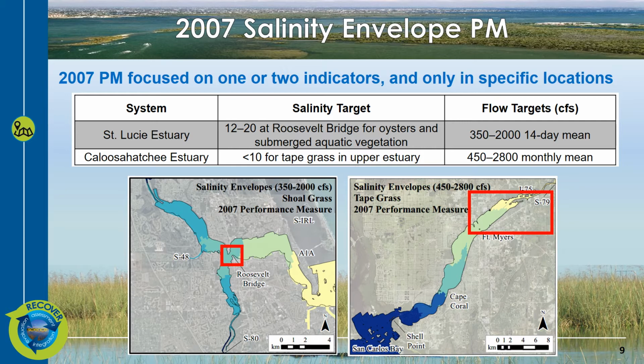the left supports oysters and shoalgrass, more marine species, and would be met with 14-day average flows of 350 to 2,000 CFS. On the right is a map of the Caloosahatchee estuary, where salinity targets only dictated that the upper estuary, indicated by the larger red box on the right, have a salinity less than 10 to support tape grass, a freshwater or low salinity adapted SAV, and would be met with monthly average flows of 450 to 2,800 CFS.